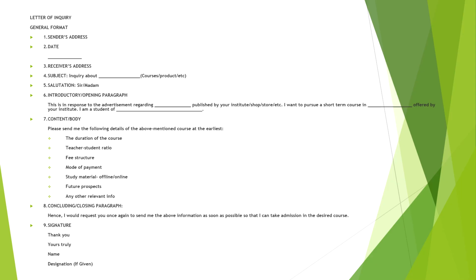For example, suppose you want to know about a short-term course in computer science or accountancy or personality development, German language. Your inquiry points will be the duration of the course, teacher-student ratio, fee structure, mode of payment, study material, offline or online, future prospects, any other relevant info, etc. The concluding paragraph again will be the same, students. It will be: hence I would request you once again to send me the above information as soon as possible so that I can make my decisions or take admission in the desired course. The signature again will be the same: thank you, yours truly, name, and designation if it is given in the question.